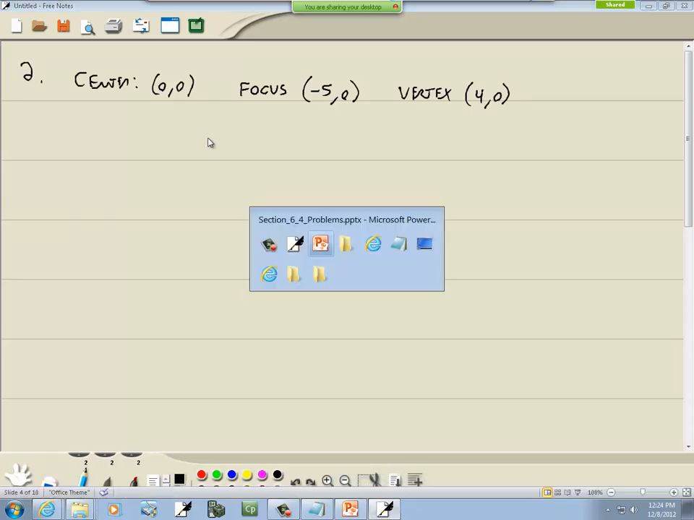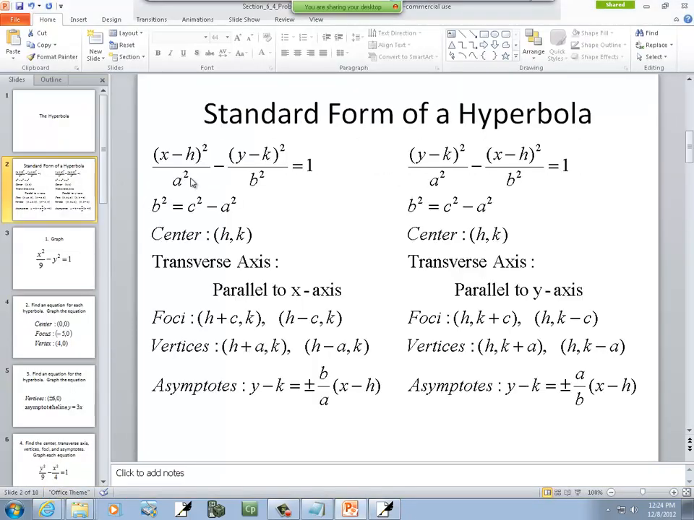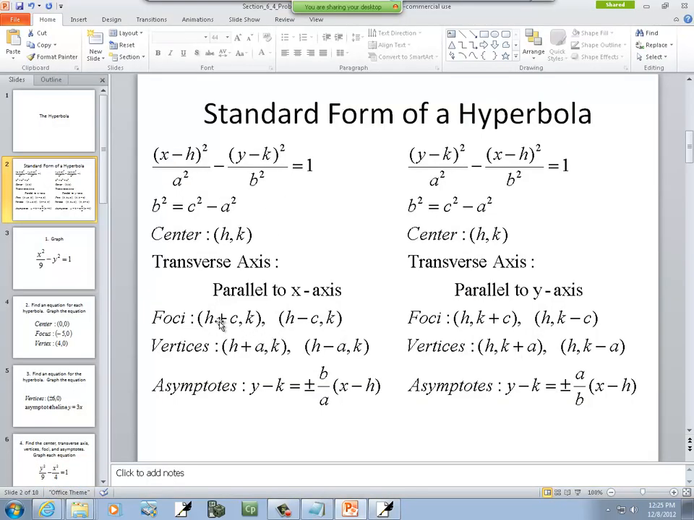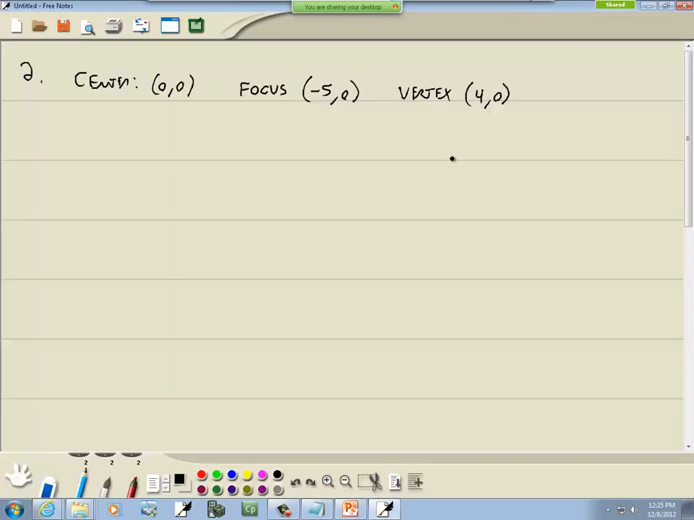Okay. Let's go back to our formulas. As I look at the focus and vertex, I notice the y parts are the same. Let's look over here. Focus, vertex. Okay, the y parts are the same here. On the formula on the right side, the x parts are the same. They're both h. So that's going to tell us which one to use. Since the y parts are the same, we're going to use the formula on the left side.